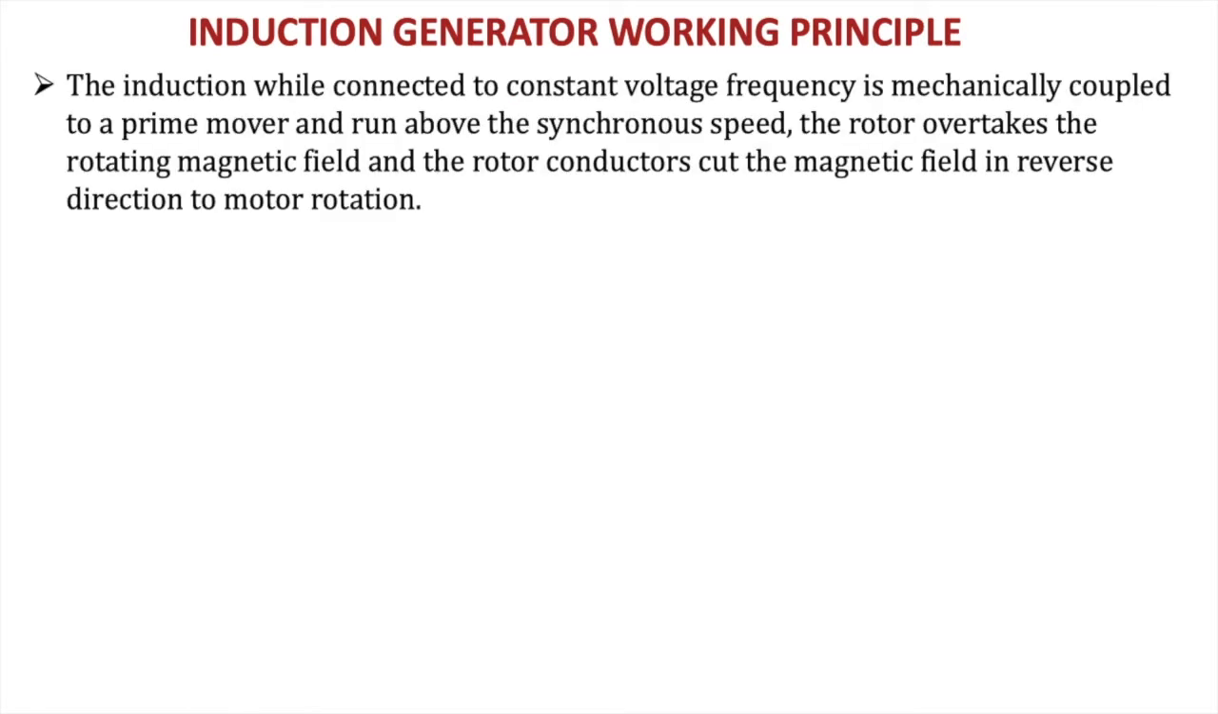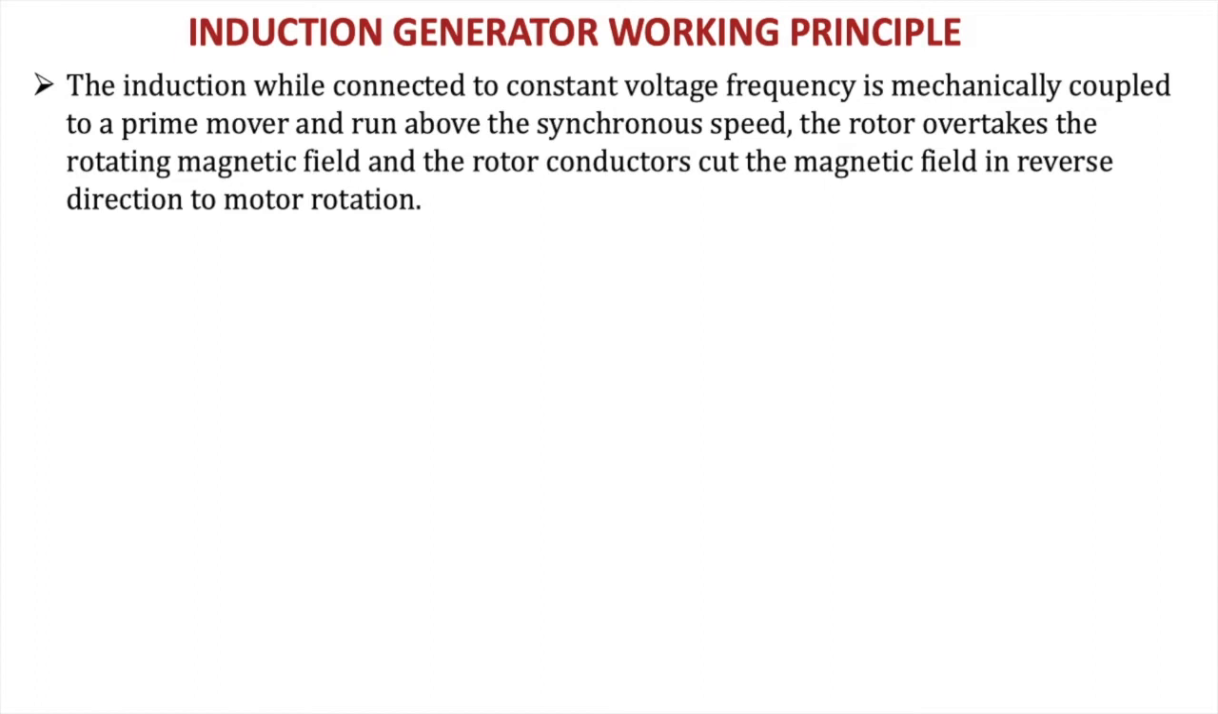So what is the working principle of the induction generator? The induction generator, while connected to constant voltage and frequency, is mechanically coupled to a prime mover and run above the synchronous speed. The rotor overtakes the rotating magnetic field and the rotor conductors cut the magnetic field in the reverse direction to the motor rotation. This means that the rotating magnetic field is still rotating in the same direction while the rotor is also rotated in the same direction by some prime mover and it runs above the synchronous speed.